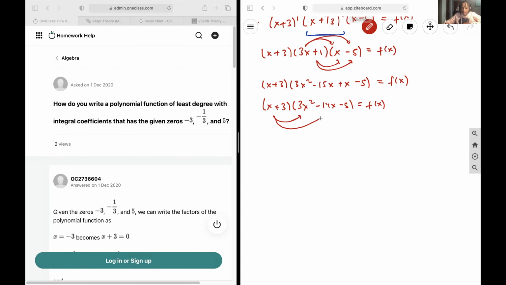And then we just collect like terms, which will give us 3x³. Negative 14x² + 9x² is going to give us negative 5x². Negative 5x - 42x is going to give us negative 47x - 15 is going to be our f(x). And this is going to be the final answer.